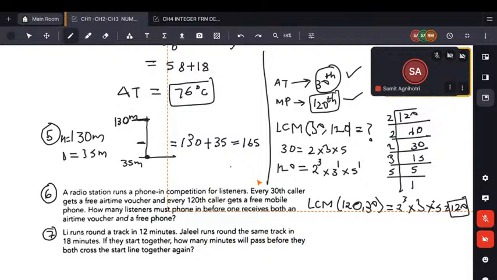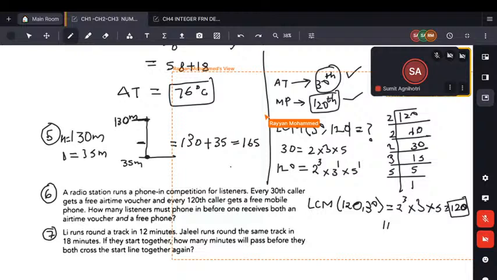That means 120 callers need to be there, and the 30th caller must be that person, the 120th caller must be that person. That means there are 118 different callers that must call before this one. Yes, 118 different listeners must phone in before one receives both an airtime voucher and a phone. I think you must be okay with this explanation.